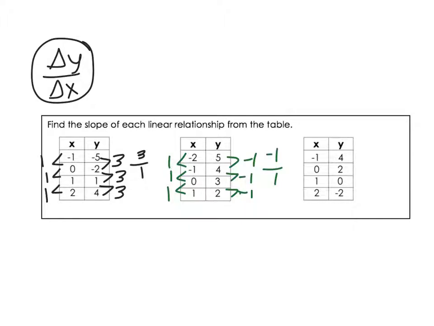And then our last table is going down by 2s, sorry. So I'm going to use a negative 2, and then my change in x is going up by 1s, so it's a positive 1. So the rate of change is negative 2 over 1, or the slope. Rate of change and slope are the same thing.